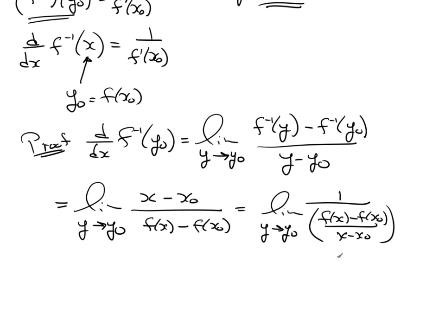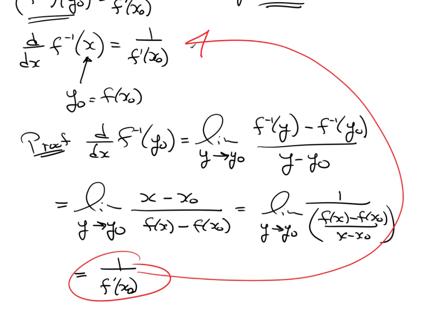I could put parens on here so you can see that. And what that is, it's simply equal to 1 over the definition of f prime of x naught, which is exactly what we said the derivative was going to be.